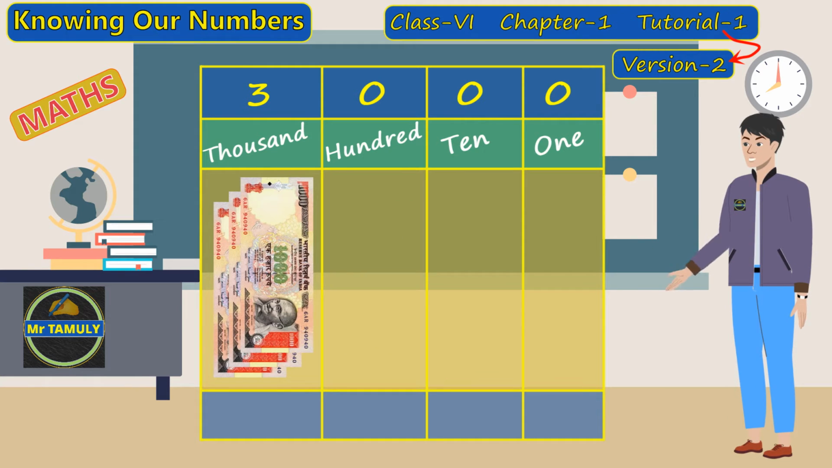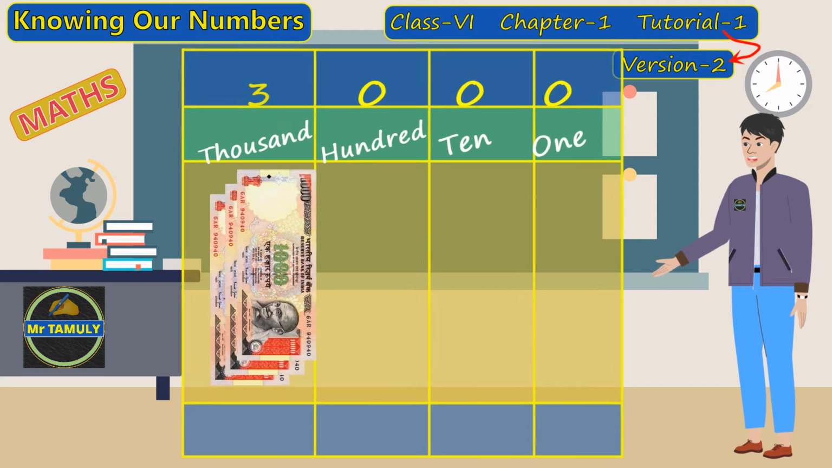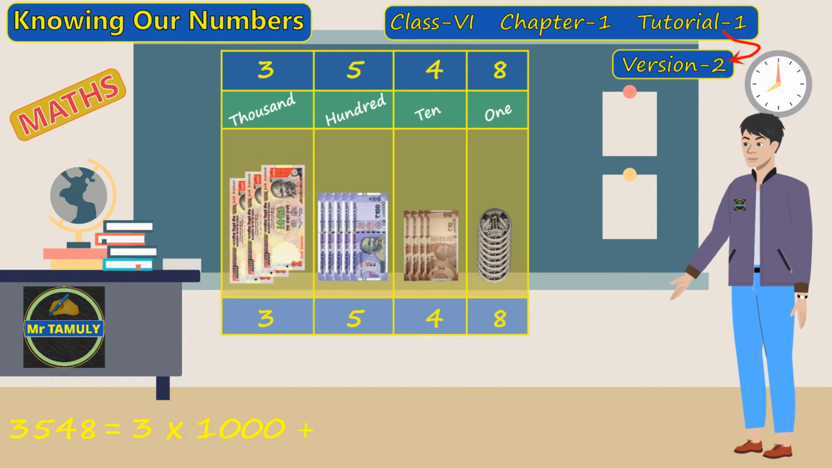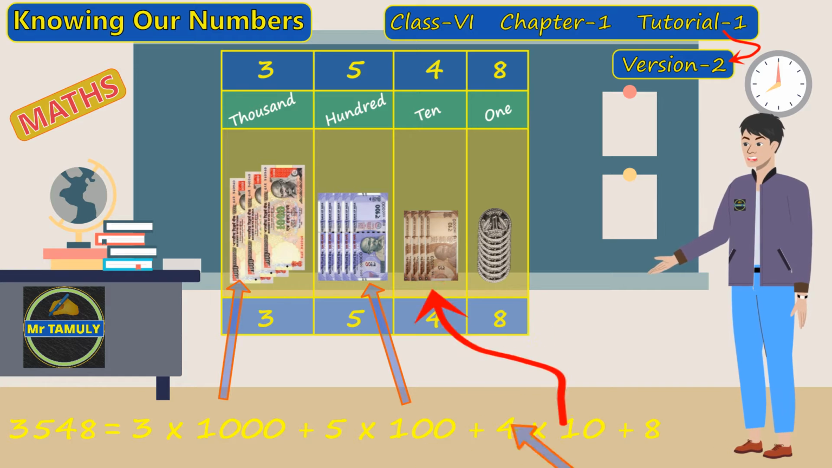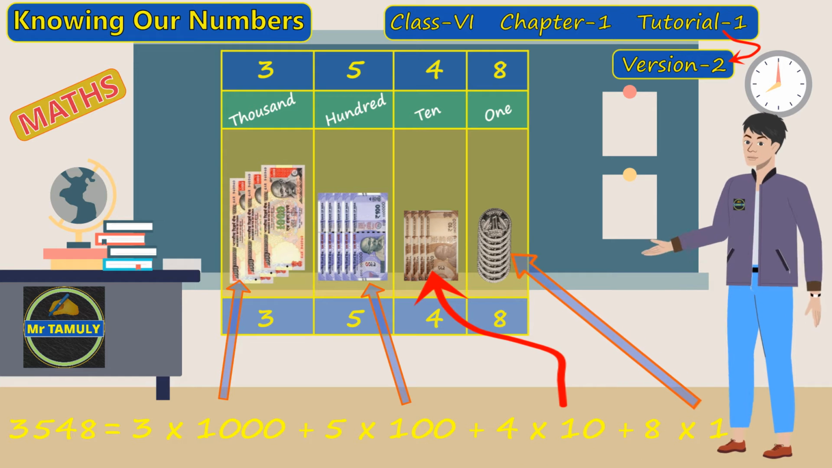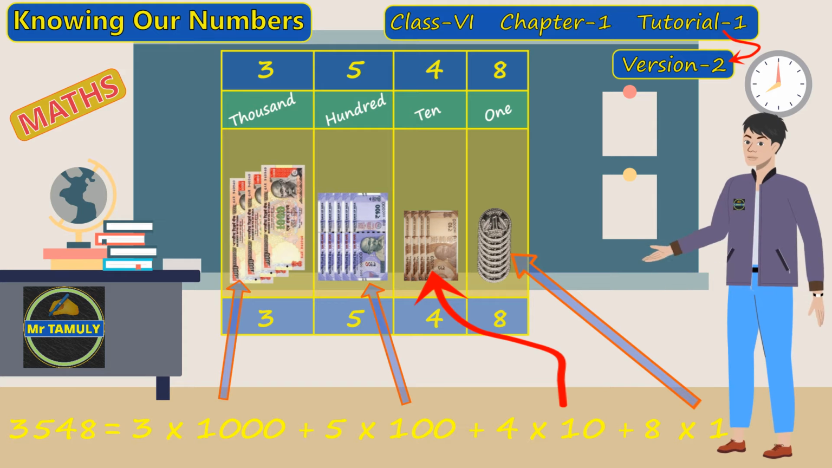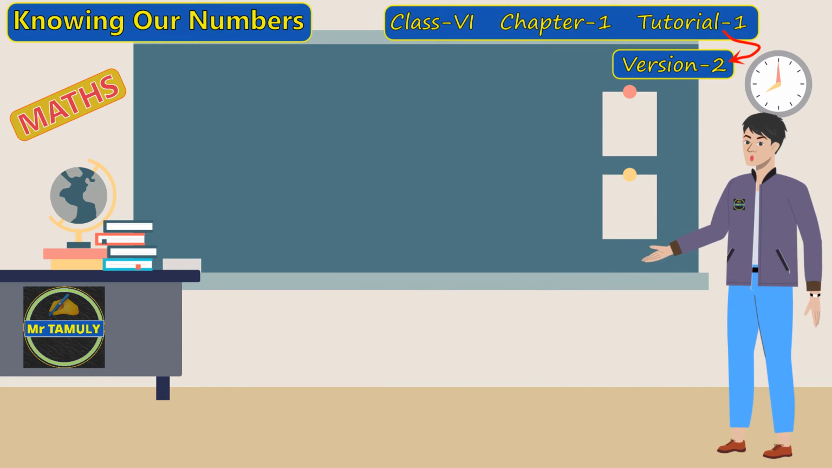When you are asked to expand a number or write the expanded form of a number, you make use of these place values. So when you expand the number 3548, you write 3 times 1000, plus 5 times 100, plus 4 times 10, plus 8 times 1. In order to consolidate our understanding of place values even further, next we shall take the example of a 2-digit number. And this time we shall try to understand the place values with the help of some tennis balls instead of currency notes and coins.